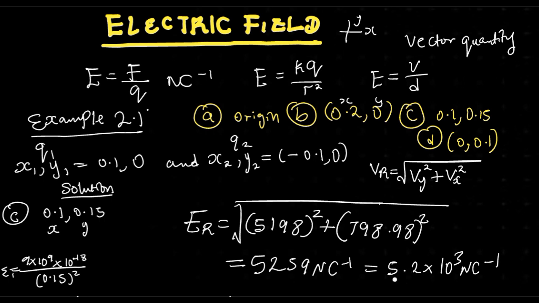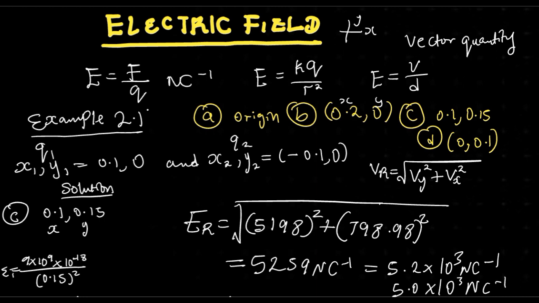But what if we just want one significant figure? What if we need one significant figure? Since this is not equal to 5, we can approximate it to be 0. So that will be 5.0 times 10 raised to the power 3 Newton per coulomb. All right, thank you very much. I think the D you can do by yourself because it's straightforward. It's something you can do.